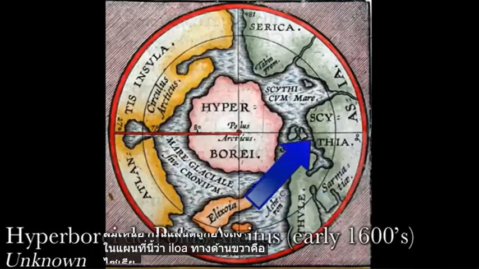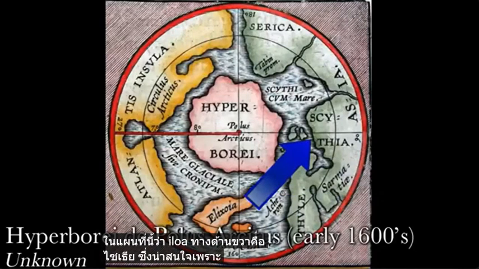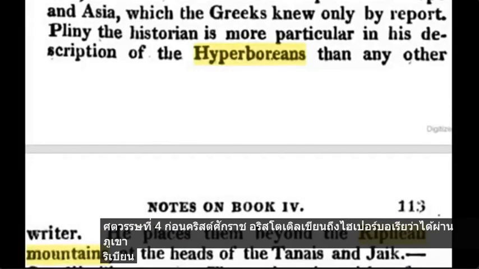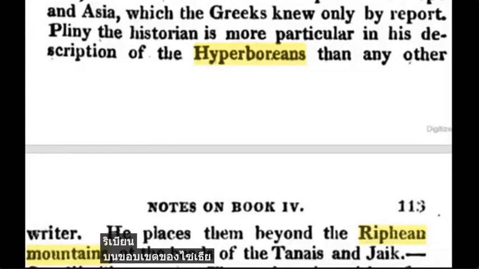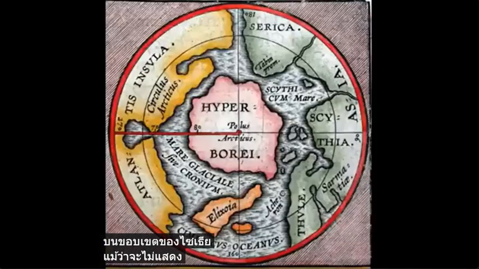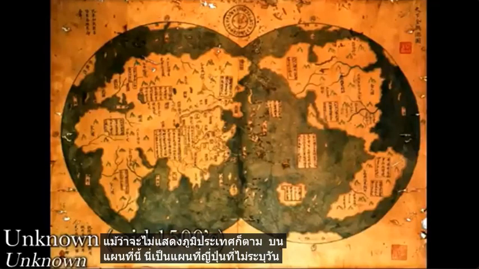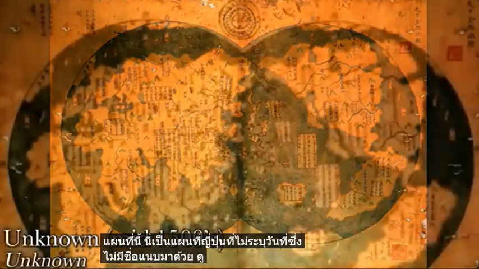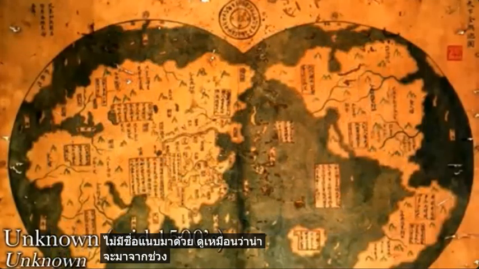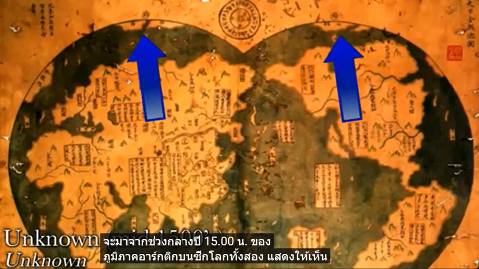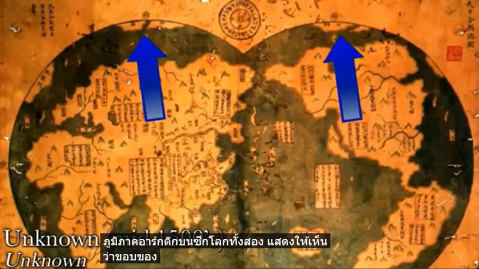To the right is Scythia, which is interesting because in the 4th century BC, Aristotle wrote of Hyperborea as being past the Riphean Mountains, on the borders of Scythia, although no topography is shown on this map. This is an undated Japanese map with no name attached. It looks like it's probably from the mid-1500s. The Arctic region on both hemispheres shows what look like the edges of the 4 landmasses.